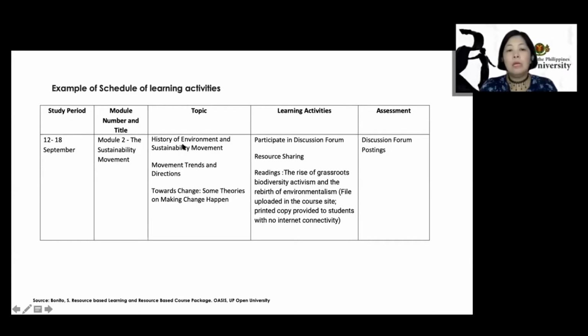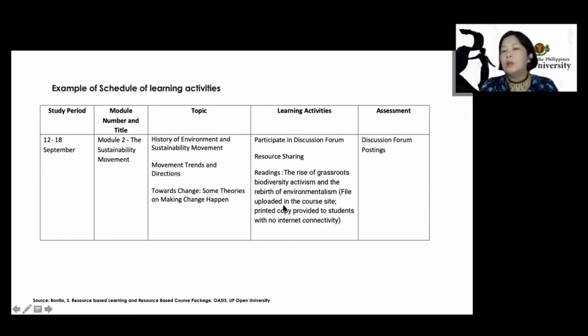So I have 3 major topics for 1 week: the history of environment, the sustainability movement, trends and directions, and some theories on change. And then another column is where you put your learning activities, what they are supposed to do for that particular week. So as a teacher, this is what I put there. I am expecting my students to participate in the discussion forum. The discussion forum is in their learning management system.